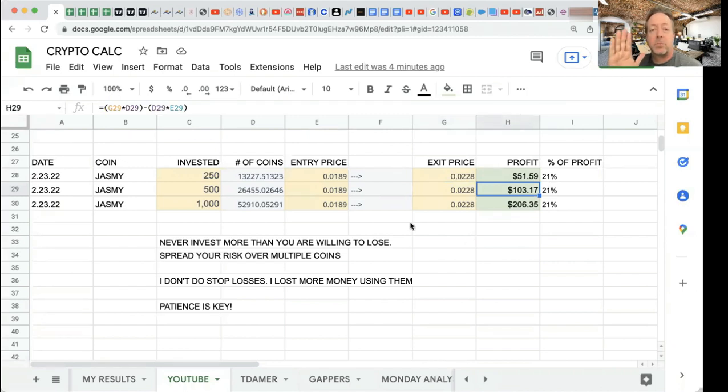Now, I have zero affiliation with any of these coins, with any stock. I'm just like you. I'm just out there analyzing coins and jumping into trades just like you guys are.